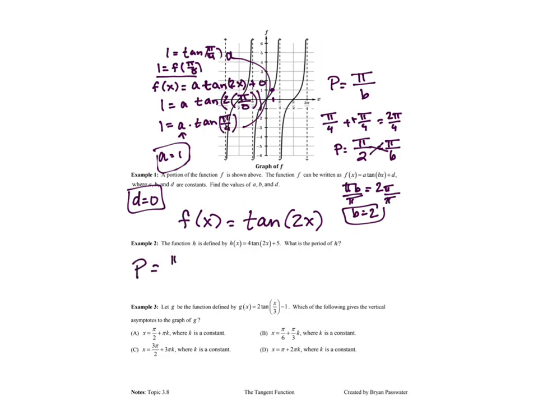Pi over 2. Oh, I thought it was 2 pi over 2. No, pi over b, sorry. Period is always pi over b. B is 2. So your period in this problem is pi over 2. Okay? Guys, we have to stop making the mistake of thinking, I'm looking right here and I can see the period is 2. No, it's not.